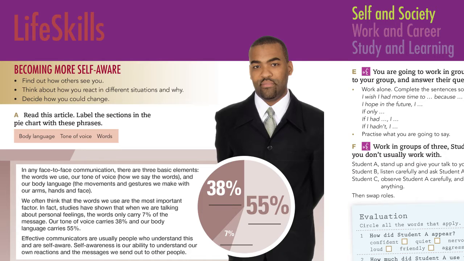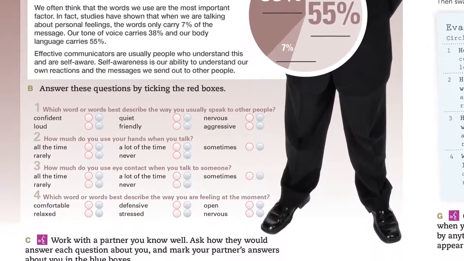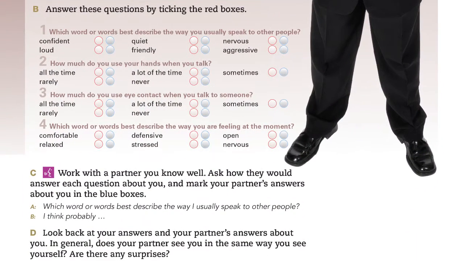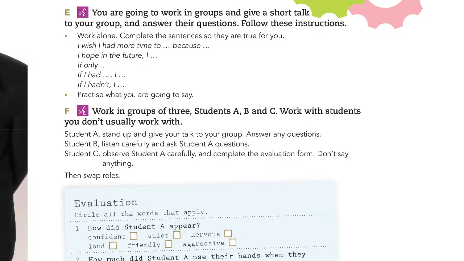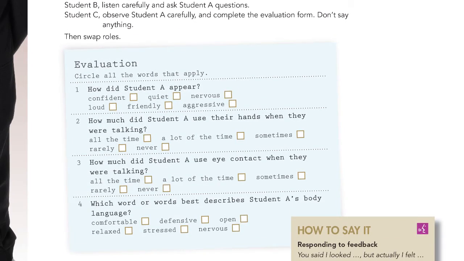But students don't always know what it is that they do. So they first complete a survey about the habits they think they have. Then they give a mini presentation to a partner who checks on a checklist the habits they actually have. And then they exchange the information, and the student becomes more aware of what he or she does when speaking.